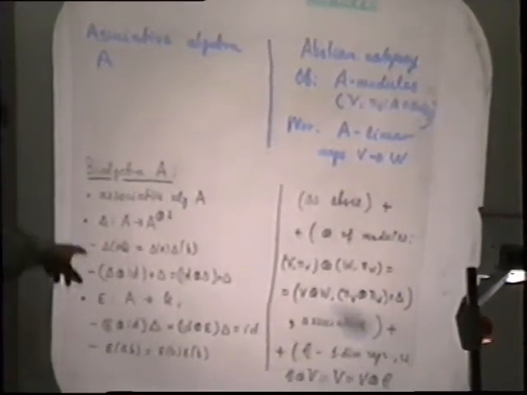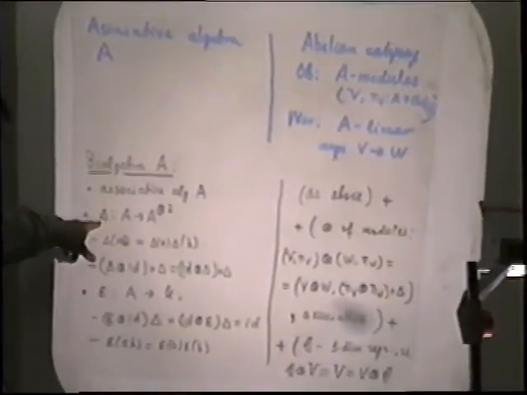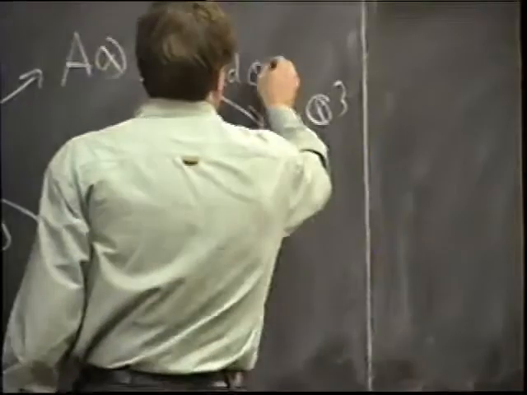Here's the formal definition of the bialgebra. This is an associative algebra A equipped with the following data. First, there is a linear map from A to its tensor square, such that it's a homomorphism of algebras, and it is co-associative. Co-associativity means the following. This diagram commutes.